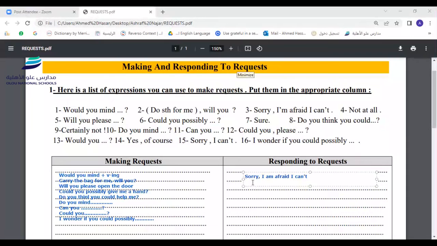I'm sorry, but maybe there is a problem with the internet connection. That is why the voice is not clear.